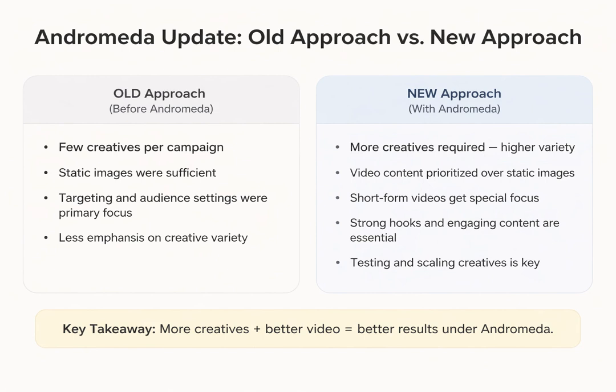Now the algorithm heavily favors advertisers who produce a larger variety of creatives. And more specifically, it prioritizes video content over static images. Short-form videos, in particular, get a lot of attention. The instructor also mentions the importance of strong hooks, that opening moment of your video or ad that grabs attention immediately. And of course, testing and scaling your creatives remains just as important as ever. The bottom line is, more creatives, better video quality, and stronger hooks will give you a real advantage under this update.